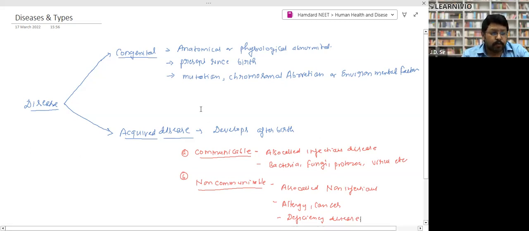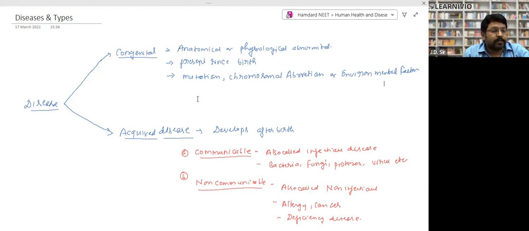Third thing, mutation, chromosomal abnormalities, or environmental factors. There may be a mutation, as we have seen in Cri-du-chat syndrome. And chromosomal abnormalities, like Turner syndrome and Down syndrome, they all are. And environmental factors: there is a fair chance a person is born in an area where radioactivity or some other harmful substances are present. The person will have that kind of abnormality because of these environmental factors. So these are the congenital diseases.